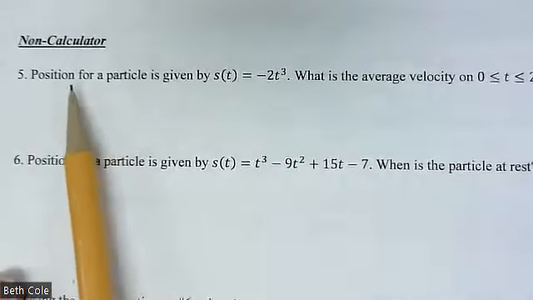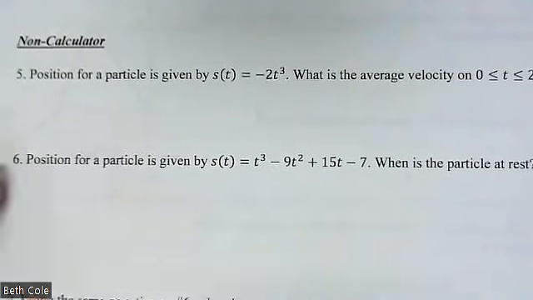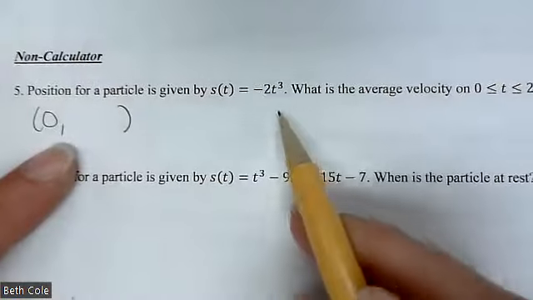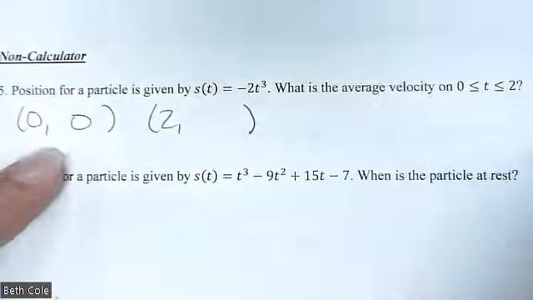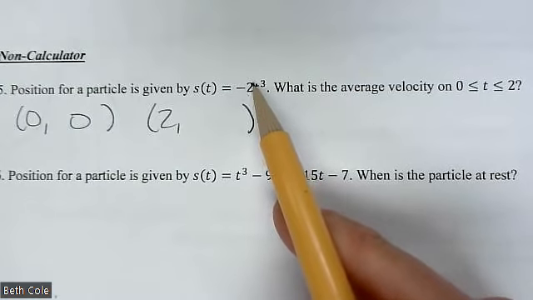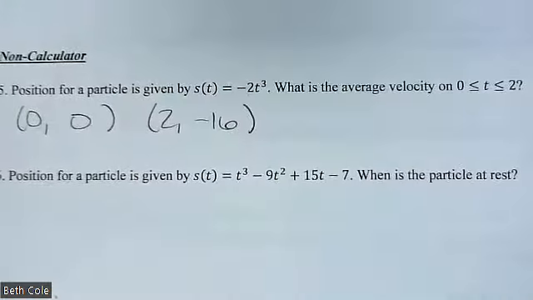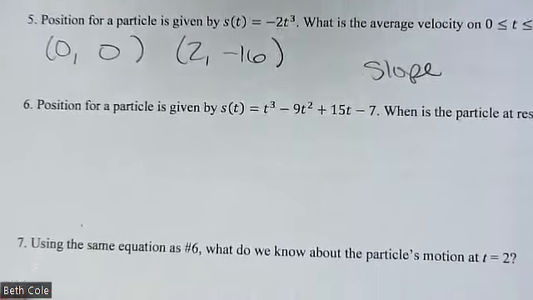On to the non-calculator. What did they give us for number 5? Position. They want average velocity. That is not calculus. How do you do average velocity? Slope. You're going to get a 0. Well, when you plug in 0, you're going to get 0. And then plug in 2. 2 cubed is 8. Negative 16. And then you would do a slope. Okay? Slope them. Y2 minus Y1 over X2 minus X1. That's actually what we're doing in Algebra 1 right now.